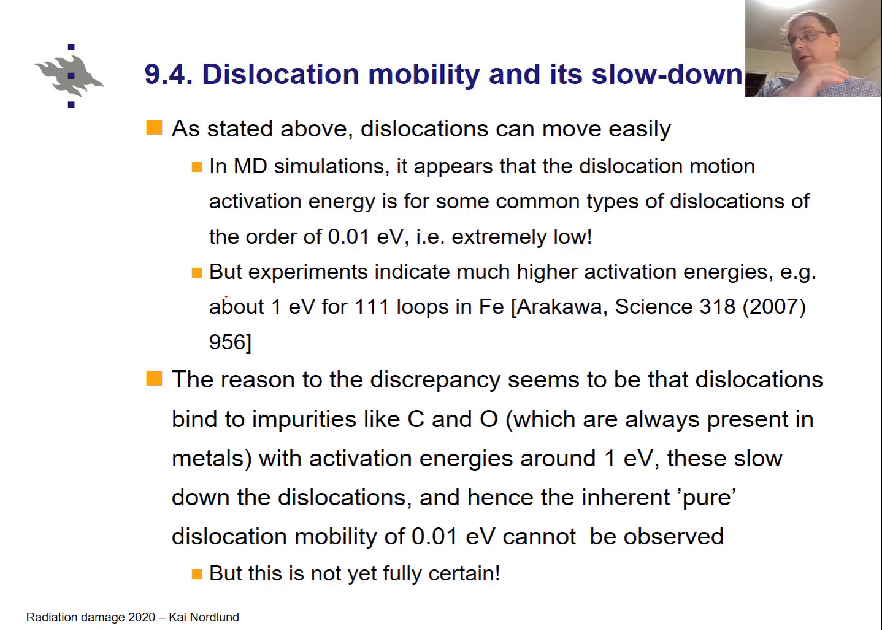We also mentioned that dislocations can move easily, but this is an issue where MD simulations can be quite misleading. If you do MD simulations of a dislocation in a perfect crystal, it looks like some common types of dislocation have mobilities with migration activation energies of the order of 0.01 eV, which is very, very low. This would mean that they would move quite fast, way below room temperature. But experiments indicate much higher activation energies, for instance 1 eV for 111 loops in iron.